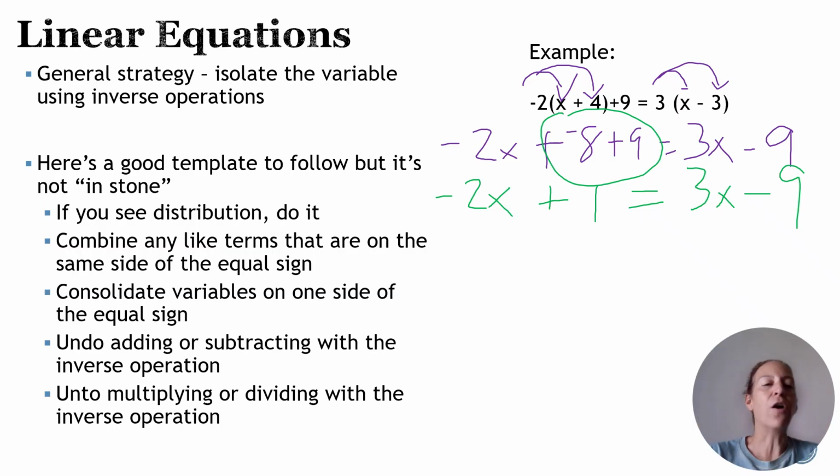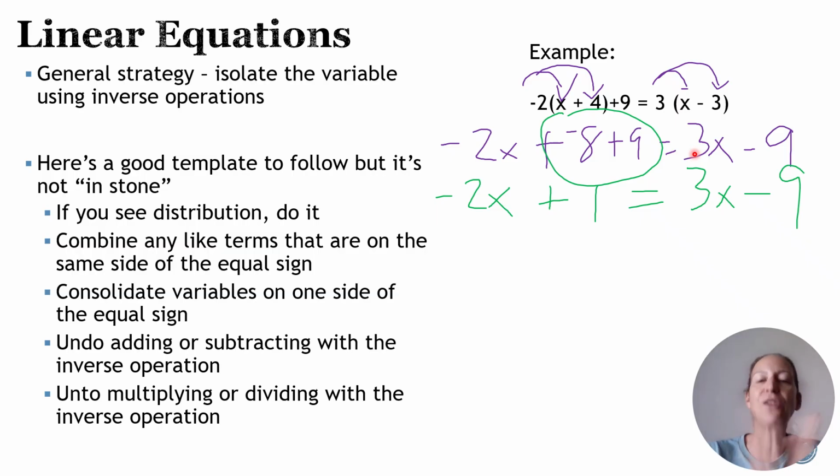Okay, now after you do that, you should be in a position where you can consolidate the variables on one side of the equal sign. Sometimes you will only see an X on the left, or only an X on the right. But if you have X's on both sides, now is the time to consolidate them, by adding or subtracting X's from both sides, and you will always have an option.